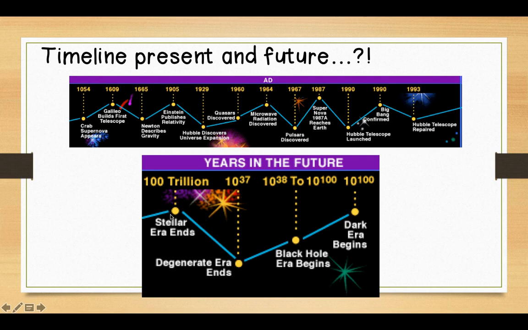And so now going into the future, will there be a time where the stellar era ends and the black hole era begins and the dark era begins? Now this is billions and billions of years into the future. But based on what we know now, that the Big Bang happened about 15 billion years ago and that the universe just kept expanding and cooling, will it get to the point where our universe will be so expanded and cold that life like we know it can't exist?